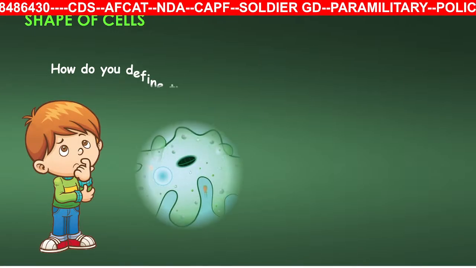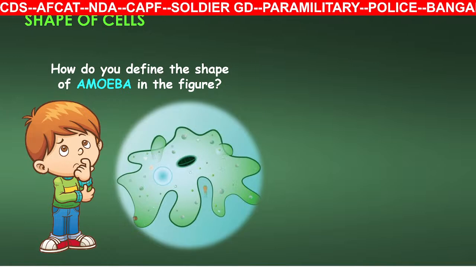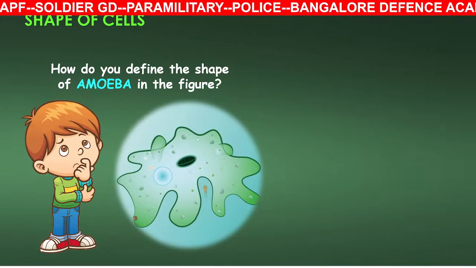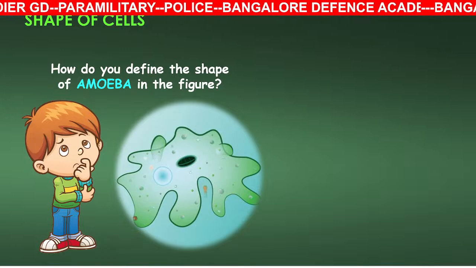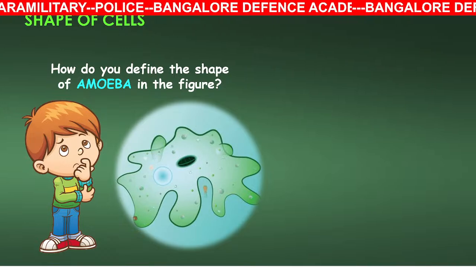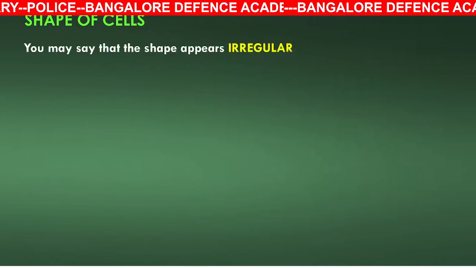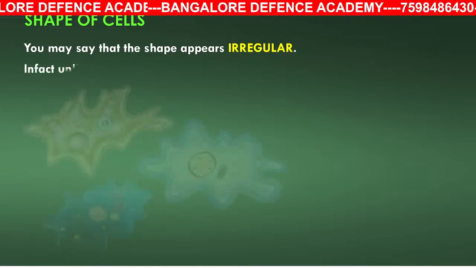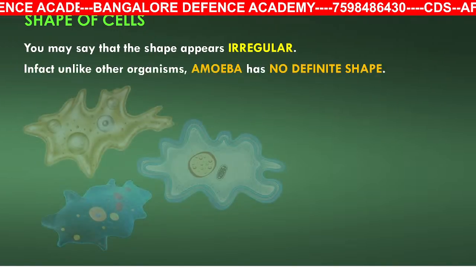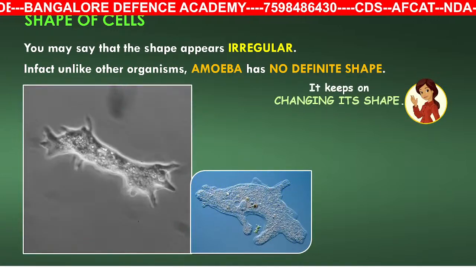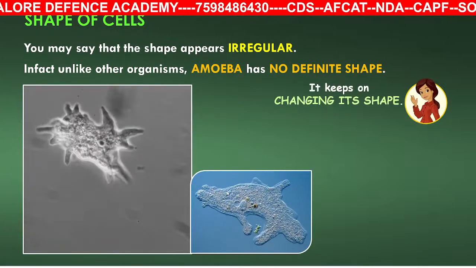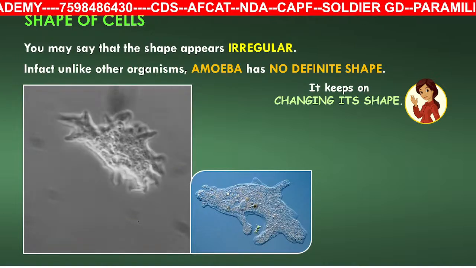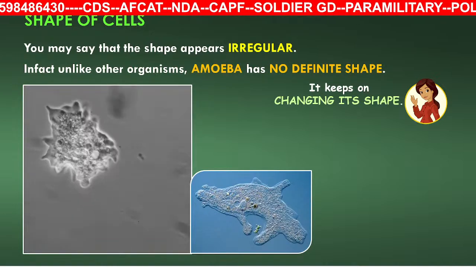Shape of cells. How do you define the shape of amoeba in this figure? What is the shape of this amoeba here? Is it a circle or square or rectangle, or you cannot define it? You cannot tell it properly. So you may say that the shape appears irregular. There is no proper shape. In fact, unlike other organisms, amoeba has no definite shape. Look at this. It keeps on changing its shape because it wants to eat food. It will grab the food and throw it outside.